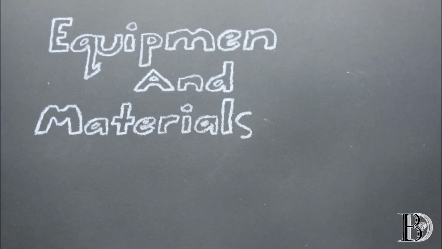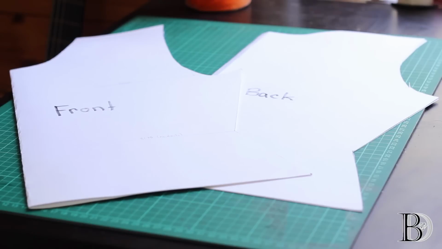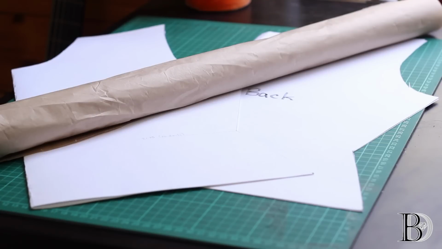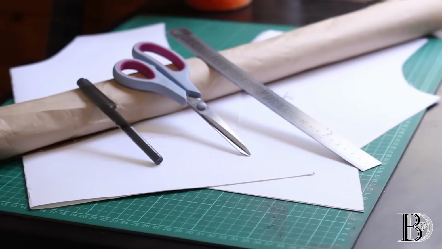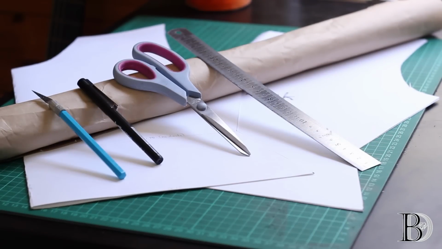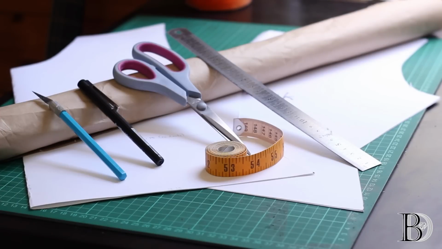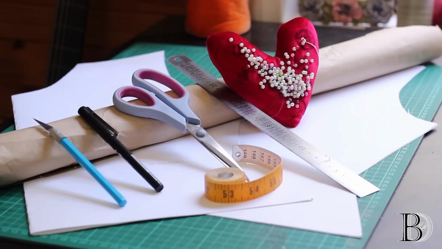Okay guys, for this tutorial we'll need our front and back basic bodice patterns, a roll of paper, a ruler, a pair of scissors, a pen, a scalpel if you decide to put in waist darts, a measuring tape, and pins.